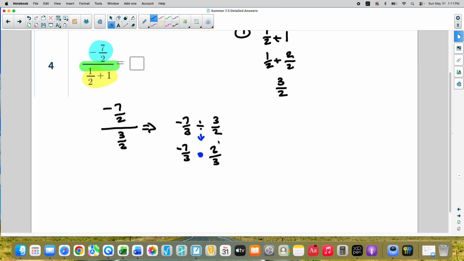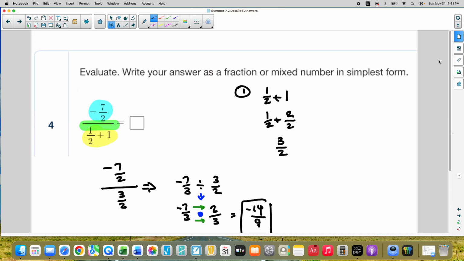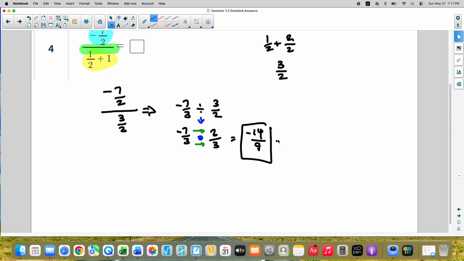And now, can we cross cancel anything? No. So we're going to multiply across, which gives us negative 14/9 as my answer. I'm going to look: give it as a fraction or a mixed number in simplest form. 14/9 is in simplest form.